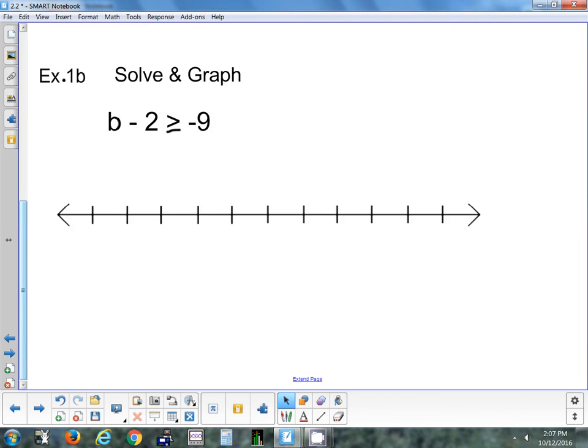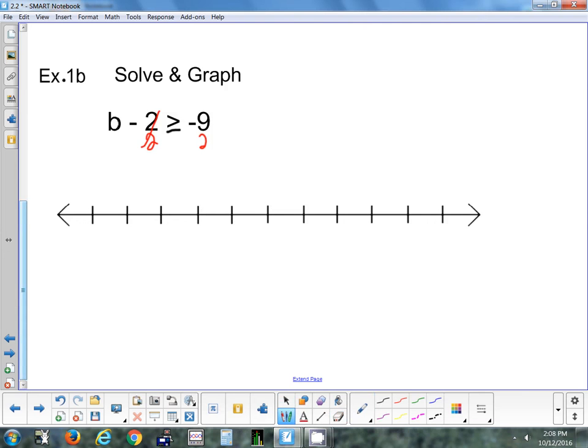All right. So Antonia's going to show us how to solve 1B. So you have to get rid of that, right? So you add 2, get rid of the -2, and that cancels out. And then you add 2 over here. Oh, that's a -9, dang it. Okay, sorry. Add 2 here, which is -7. And then so it's B is.